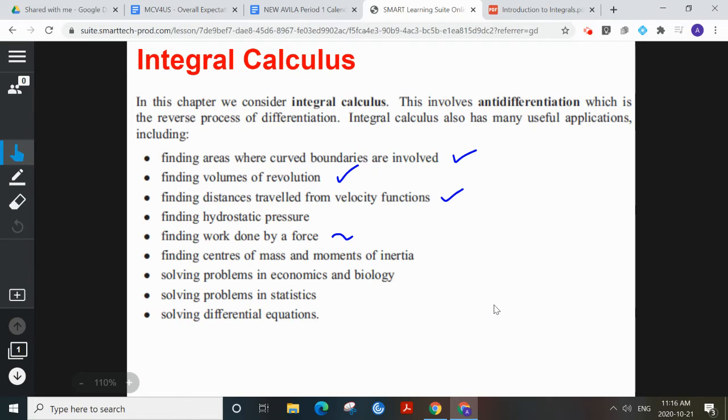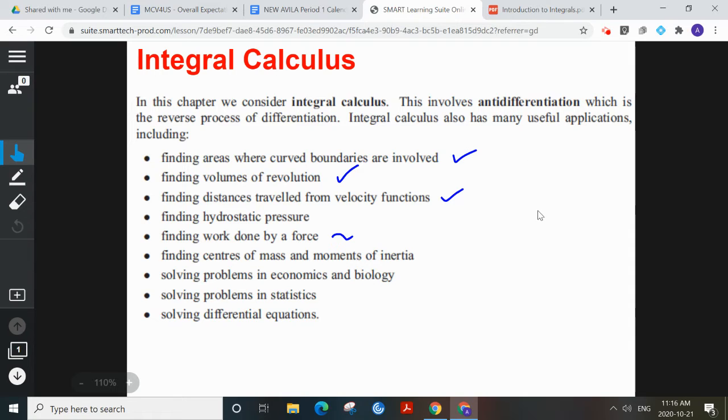Hello everybody, and welcome to our lesson on Introduction to Integrals. In this lesson, we're going to be talking about sections 18A through D in your textbook, but we're going to be jumping around a little bit. So we're going to be considering integral calculus, and integral calculus involves antidifferentiation. So that's the opposite of differentiating.